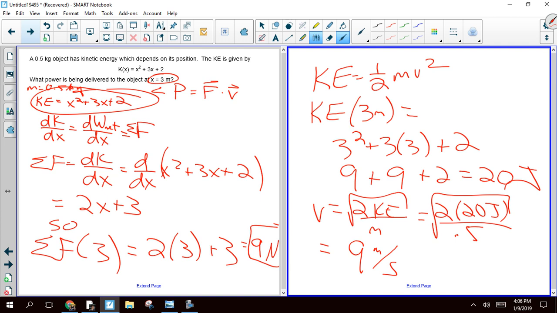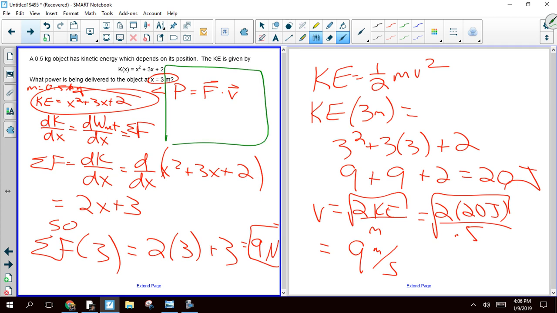Oh, and so I think we're done now, right? Because now we can just go, power equals force dot velocity. Well, our force is 9 newtons to the right. Our velocity is 9 meters a second to the right, do I know? So that's going to give you 81 watts. How do I know what direction it is moving in? I guess I don't really. Could be going either way.